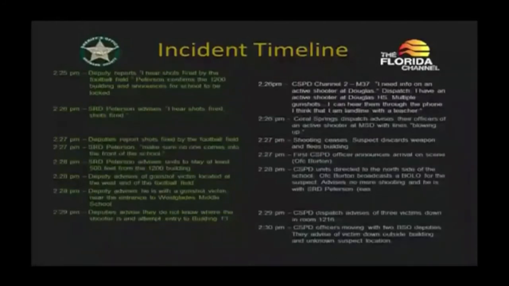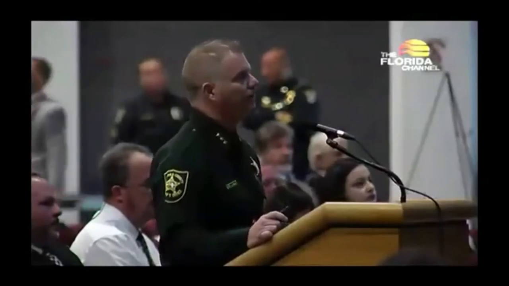On the Coral Springs side, the first Coral Springs officer arrives on scene. It's Officer Burton, armed with a rifle, who comes onto the south side of the campus and walks from the south toward the 1200 building. He's met by security personnel and receives a description of the suspect that he puts out on the radio. That description goes out at 2:28 on their channel only.